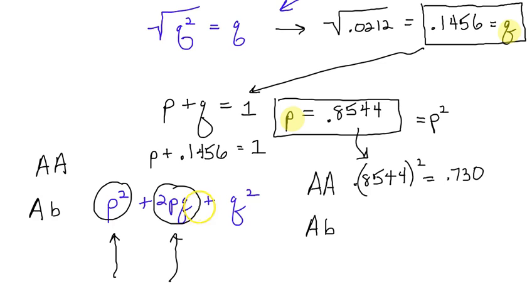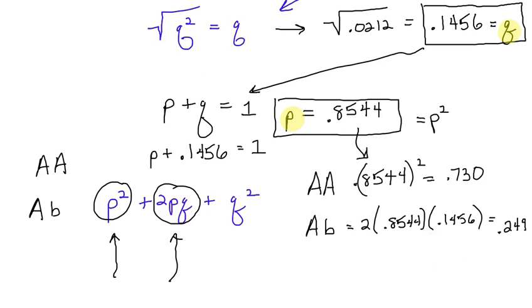Well, how do I do that? 2pq. So I do 2 times the frequency of the p in the population, which is 0.8544, times the q, which is 0.1456. And when I put that into the calculator, I get 0.249. Okay, so those are my answers.